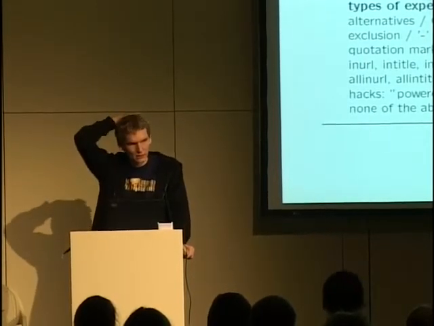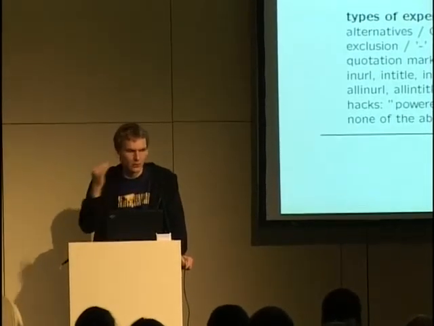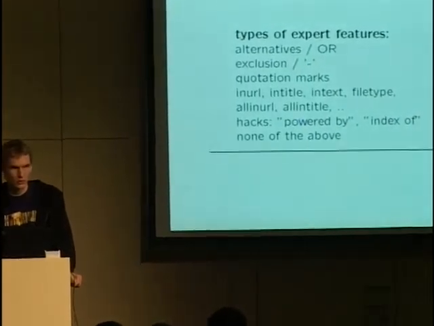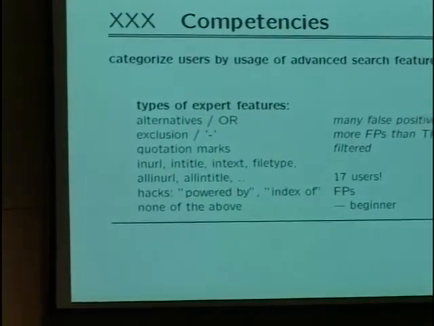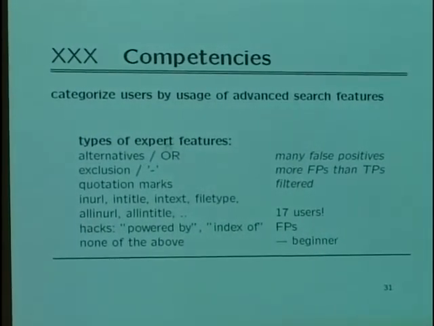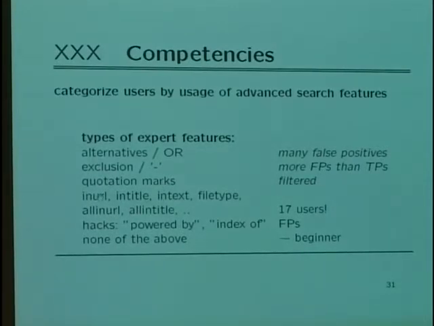What else could you do? You could differ between beginners and expert users. How would you measure the competency of a user? You could measure the usage of some expert search features, which are, for example, exclusion or alternatives, quotation marks, or certain restrictions on the query. But it turns out that on this data set we cannot investigate in detail, because AOL filtered some characters, so I cannot give you some numbers here. You could grep for in URL, in title, in text. And surprisingly low, only 17 users at all are using such special features.